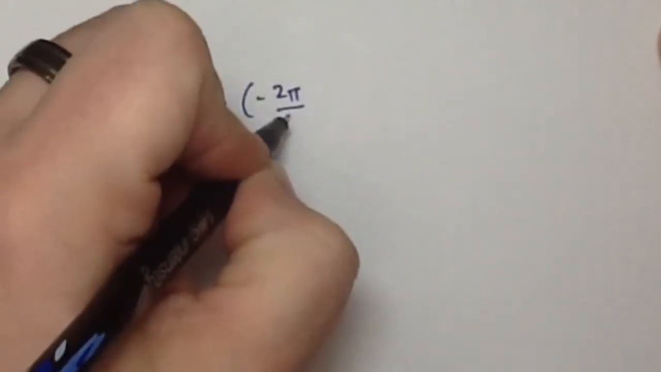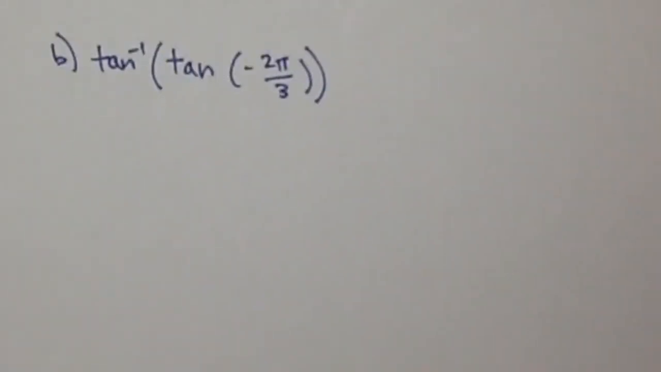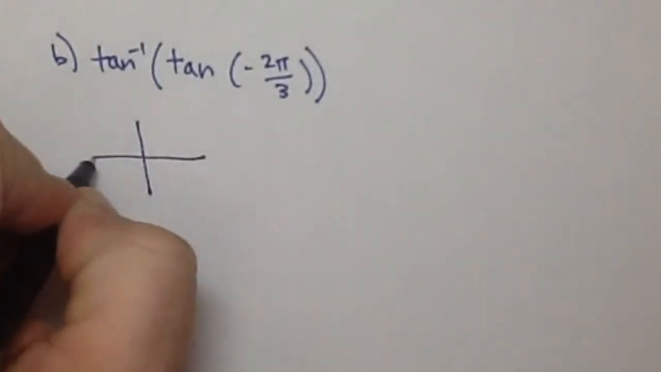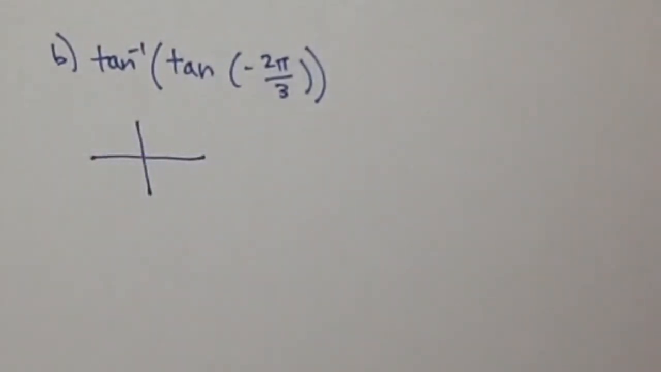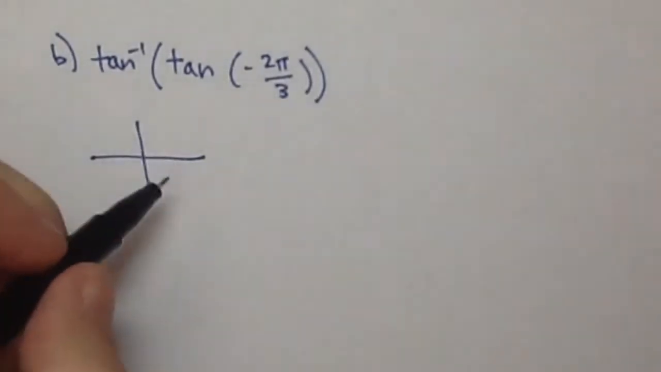All right, so then question B says, find the inverse tangent of the tangent of negative 2 pi over 3. All right, so we're going to draw a picture. Tangent is negative when sine is positive and cosine is negative, or when sine is negative and cosine is positive. So either here or here, right?